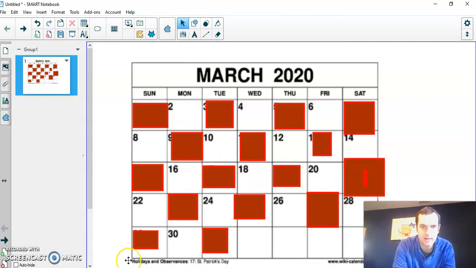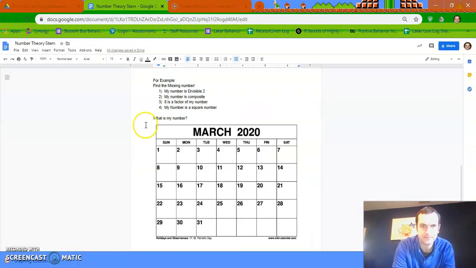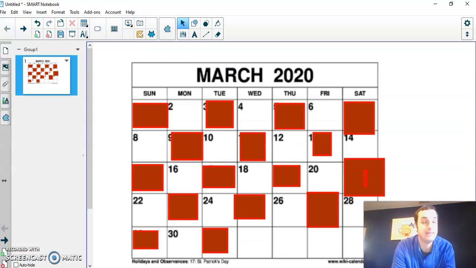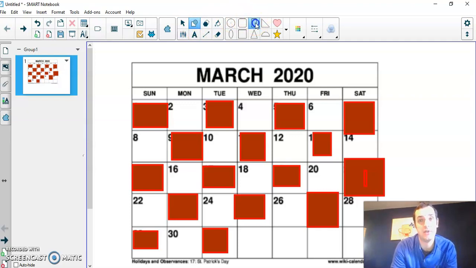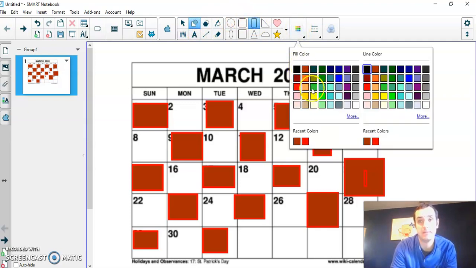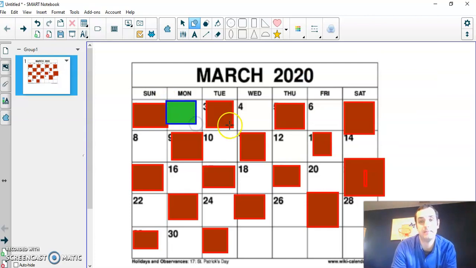Okay. The other rule was my number is composite. If it's composite, that means it's not prime. So composite means the number 1 and the number itself and other numbers can go in. So if it's composite, I have to cross out all the numbers that are prime numbers. Prime means only the number 1 and the number itself can go into it. So only 1 and 2 can go into number 2, so 2 is prime.